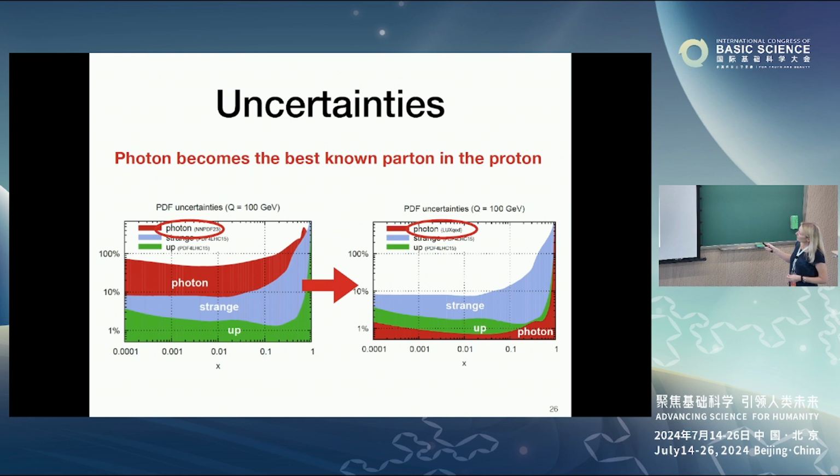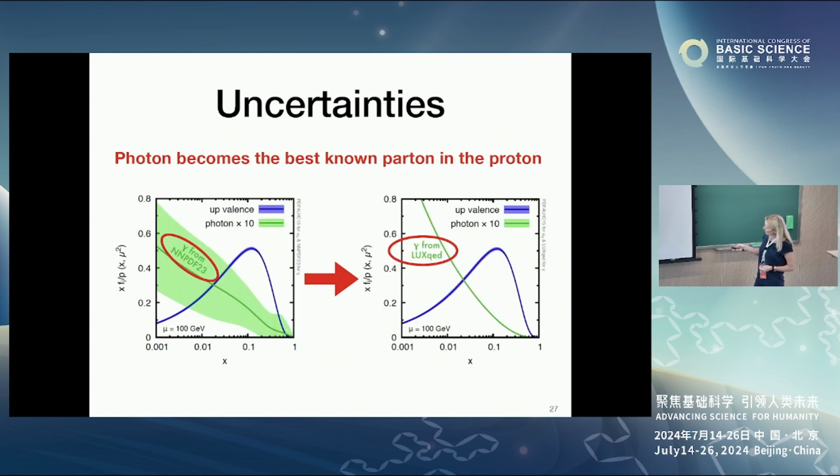And now this shows the uncertainty on the photon PDF by NNPDF 2.3, for instance. This was before our work. So this is the relative uncertainty on the up quark, the strange quark, and the photon. You see that the photon was the parton distribution function with the largest uncertainty. And with our work, it becomes actually the one that is best known. This is also shown here.